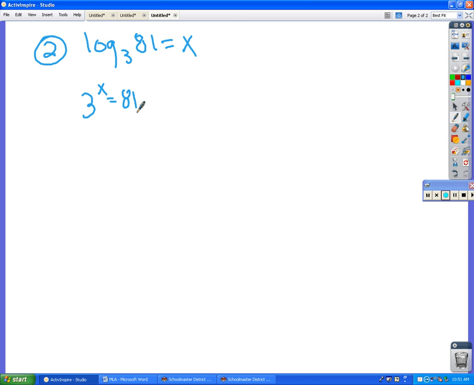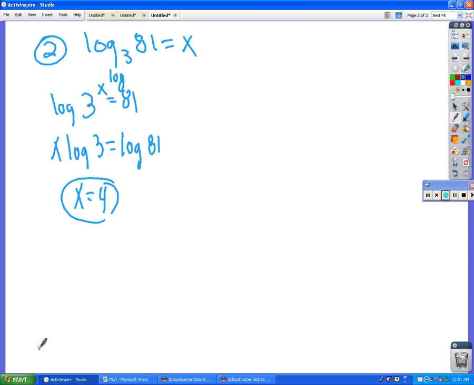Can we do it the long way? And then once you get to here, you can do the long way. You can do the log of both sides again, if you want to. So that gives you x log 3 equals log 81. Divide by log 3, and you find out that x equals 4.